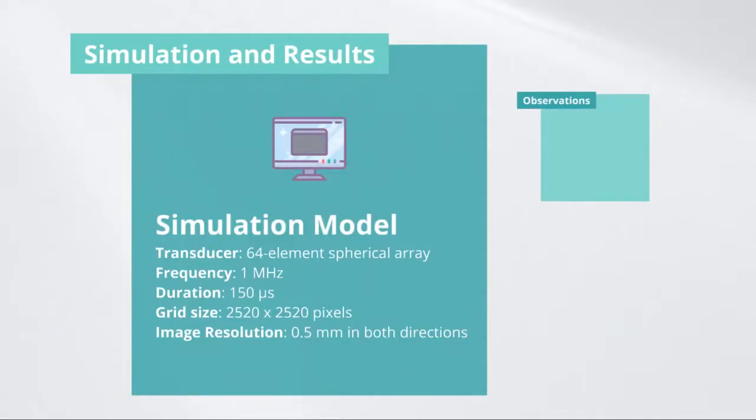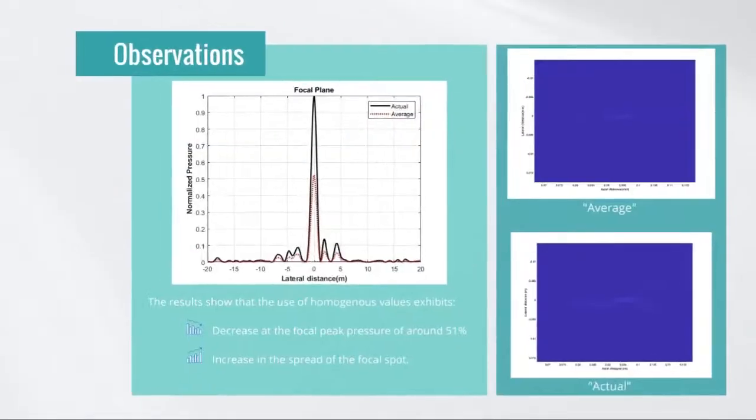With all the previously mentioned, we constructed the simulation model with the duration, size, and resolution as shown. Our observation in the focal plane relates normalized pressure on the y-axis to the lateral distance on the x-axis. In the left figure, we saw a drop in the peak pressure that reached 51% of the actual simulation when we only performed averaging of the values in each medium. And on the right-hand side, figures show the increasing spread of the focal spot.